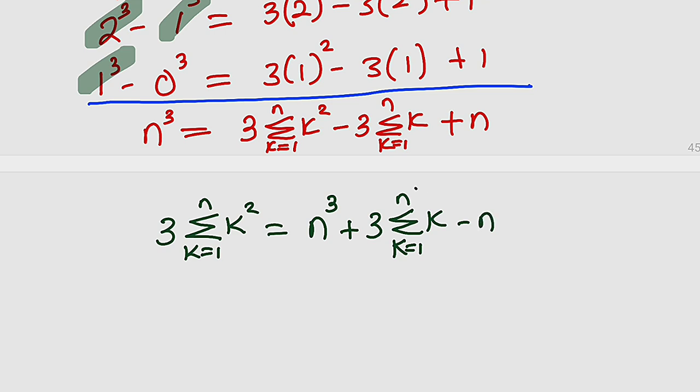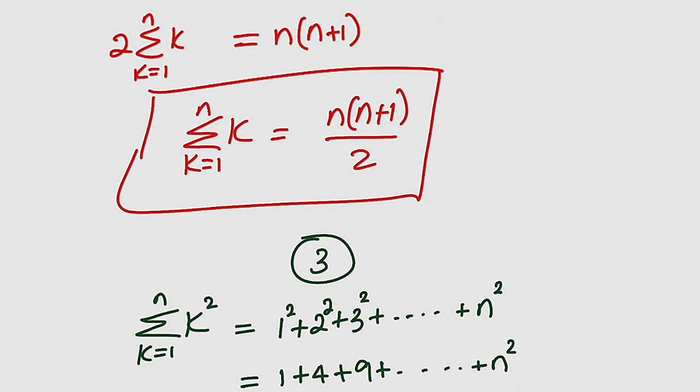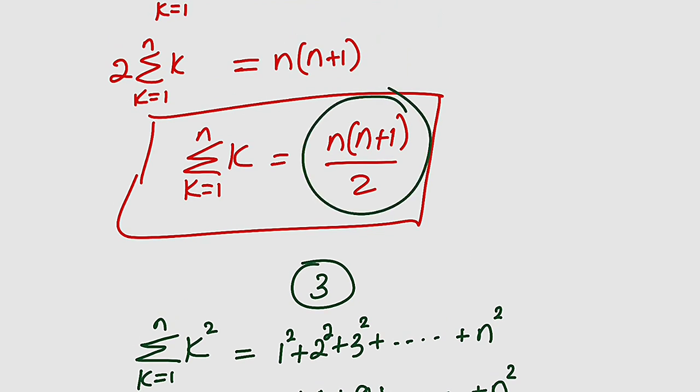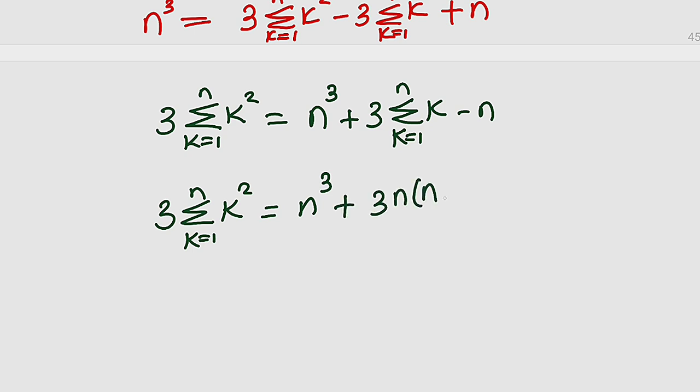But let's simplify this. Remember, we already have this in our previous simplification. And what's that? You can see that right here. It is the same thing as n times n plus 1 divided by 2. So 3 multiplied by the summation of k squared from 1 to n is equal to n to the power of 3 plus 3 multiplied by n times n plus 1 divided by 2. Then we have this minus n.